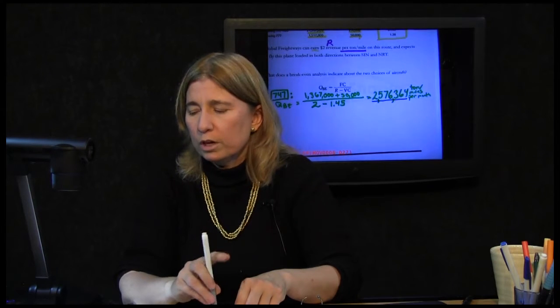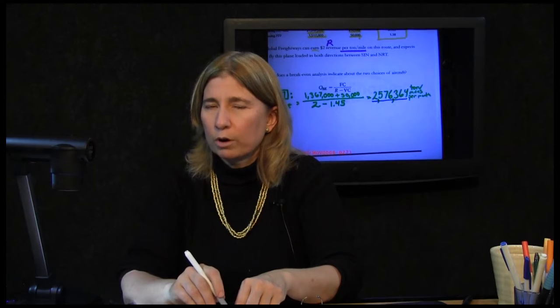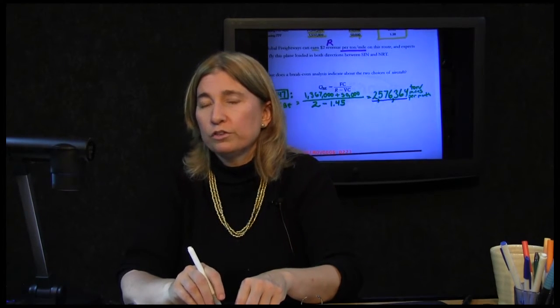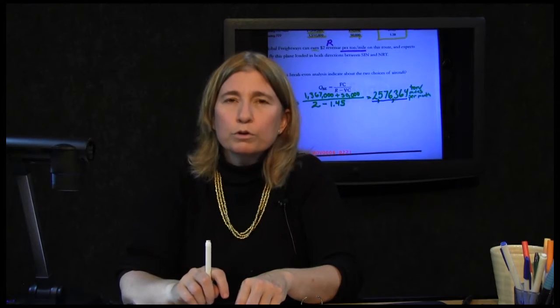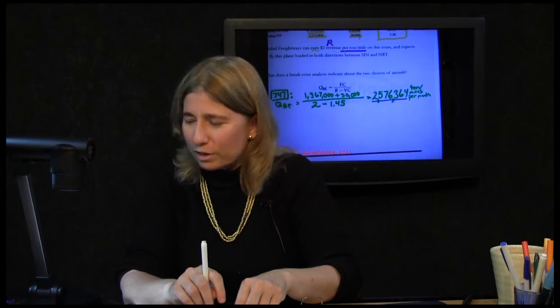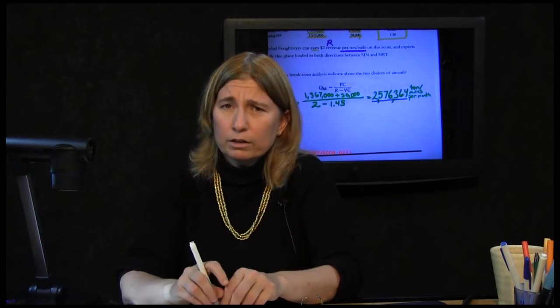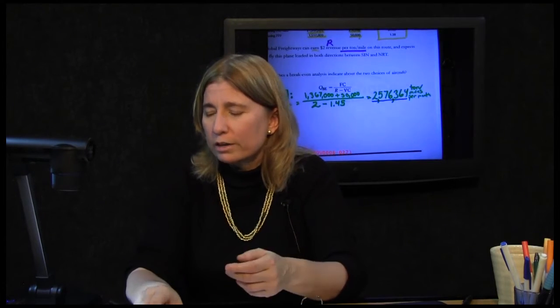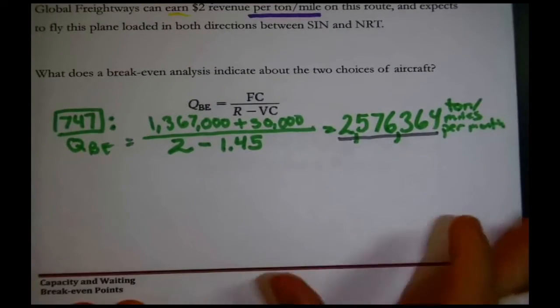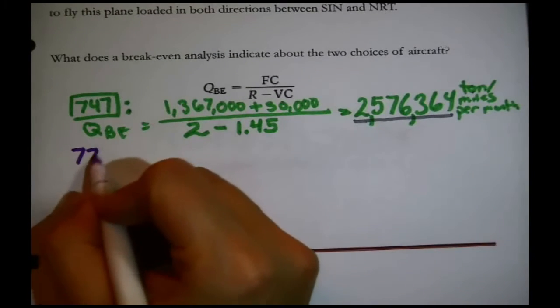So what does this mean? It means that if you want to cover the monthly cost of owning a Boeing 747, you've got to fly it around enough such that you have moved 2,576,364 ton miles of freight. You say, is that good or bad? Well, before we move on to that, we better just do that same simple formula for the 777.